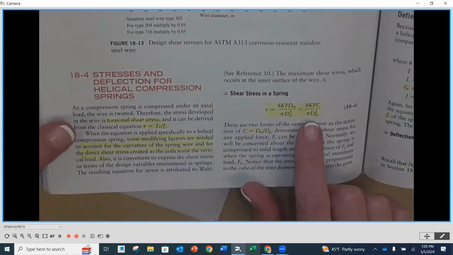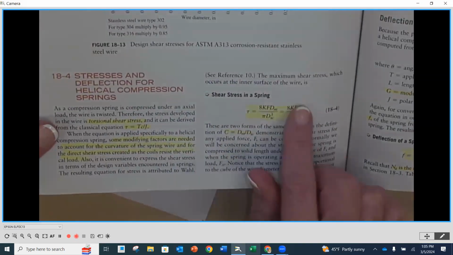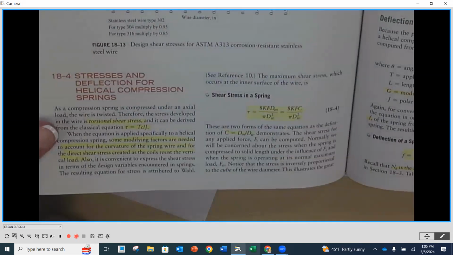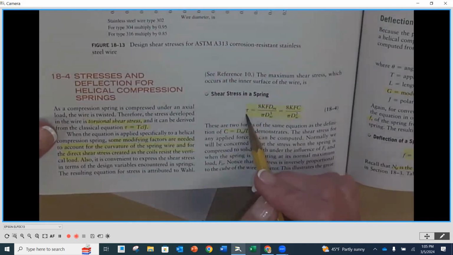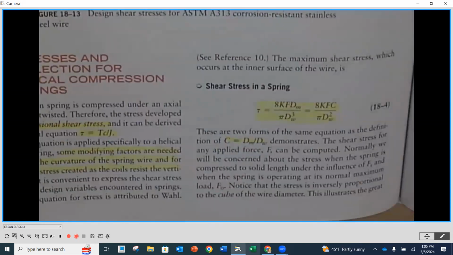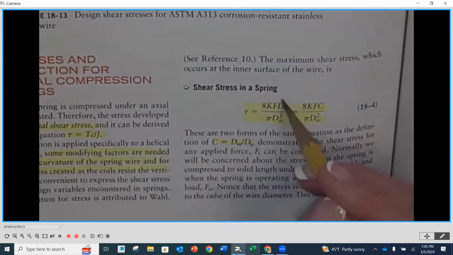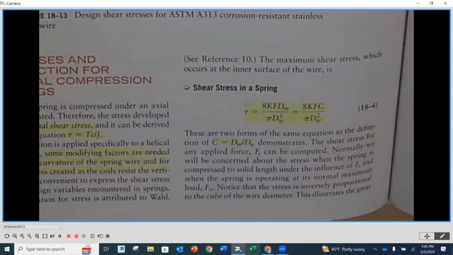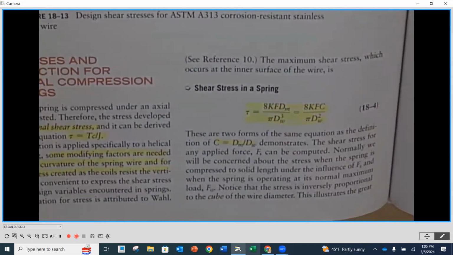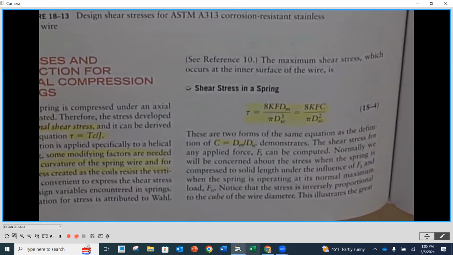And it's going to take that and add some spring stuff, okay? So torsional shear stress is going to be tau. We're going to look first at the equation right here, and it says 8. That's just going to be a factor. So 8 is just a number that's going to be a multiplier on top there.